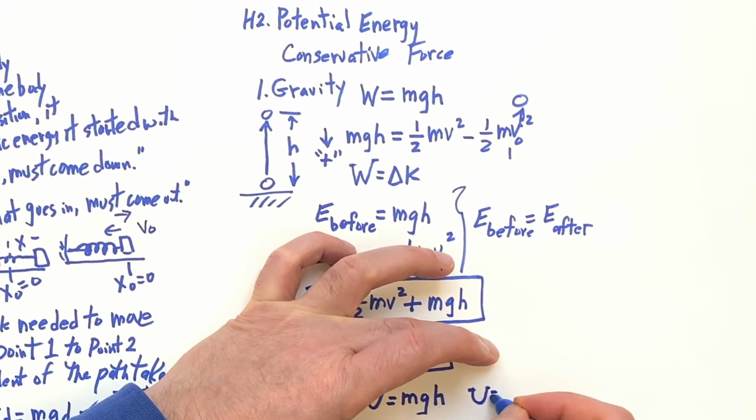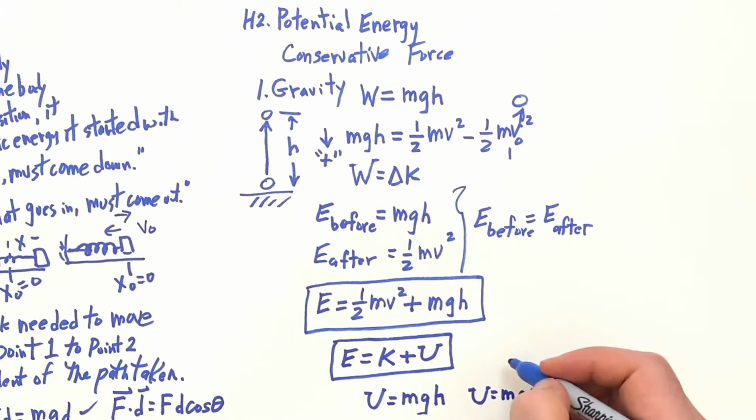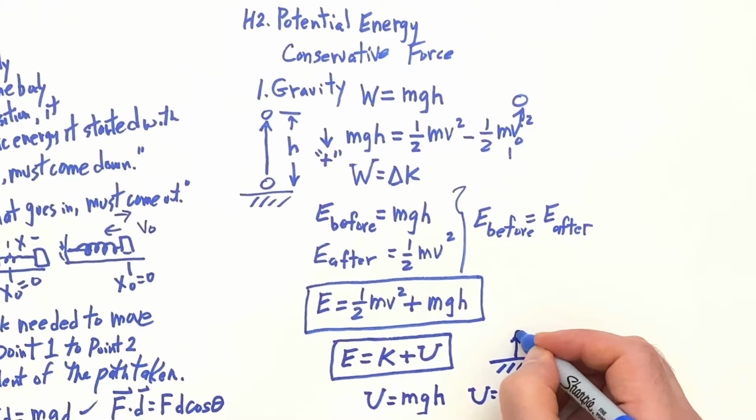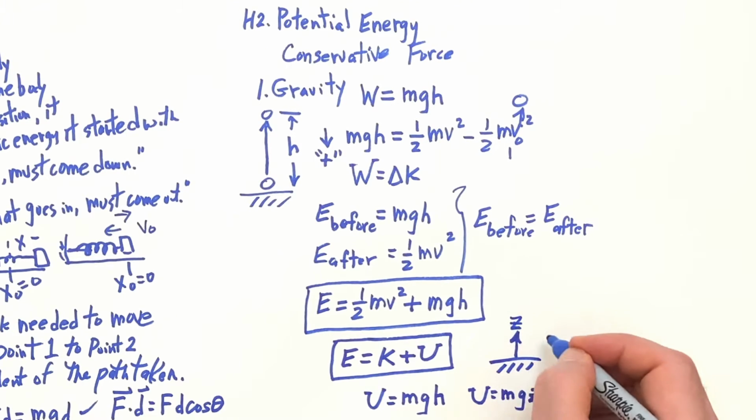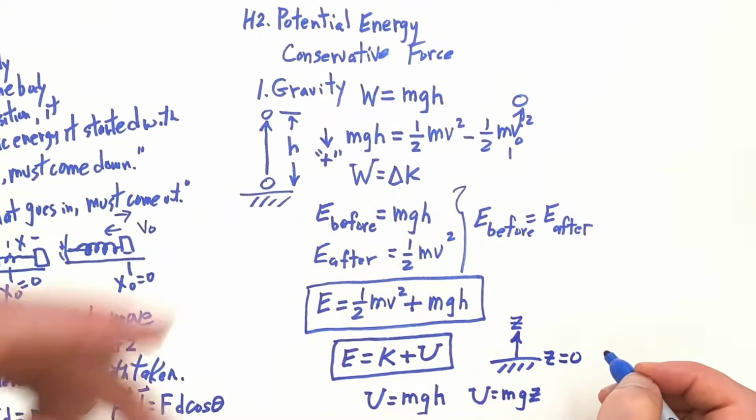Some books like to say mgz, where z is a variable, and you're measuring z from the ground. So at the ground, z is equal to 0, and then you measure going up.